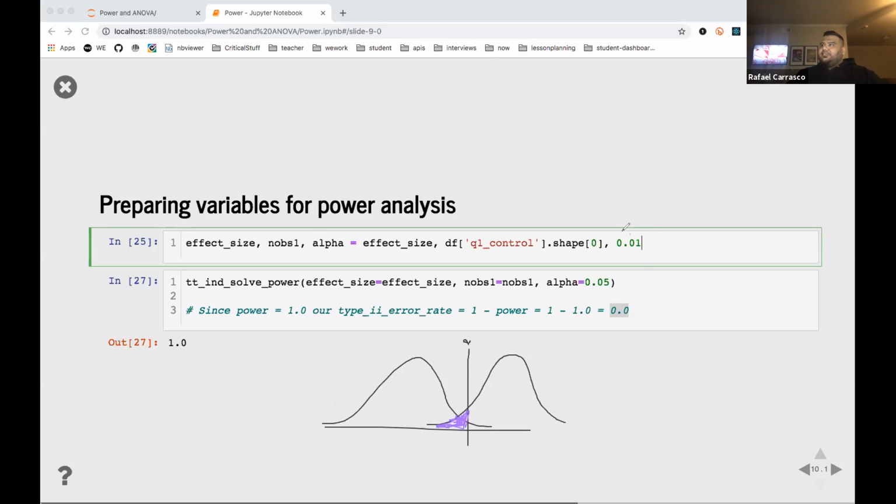So let's say this is our critical value. Our type 2 error would be the area of our second curve that's behind that value. So if I decrease my alpha, what's going to happen to my type 2 error? It should decrease.